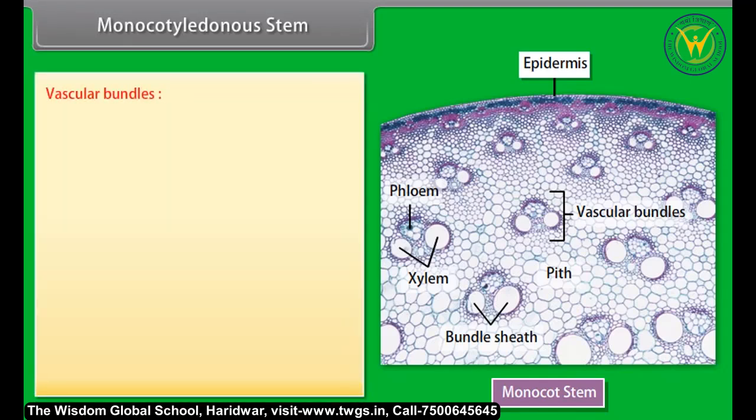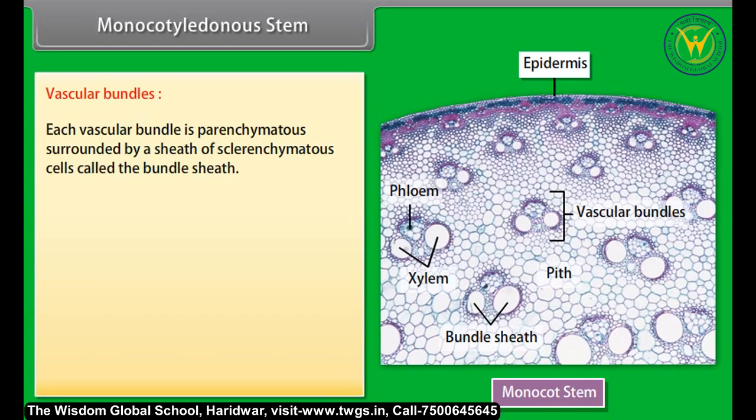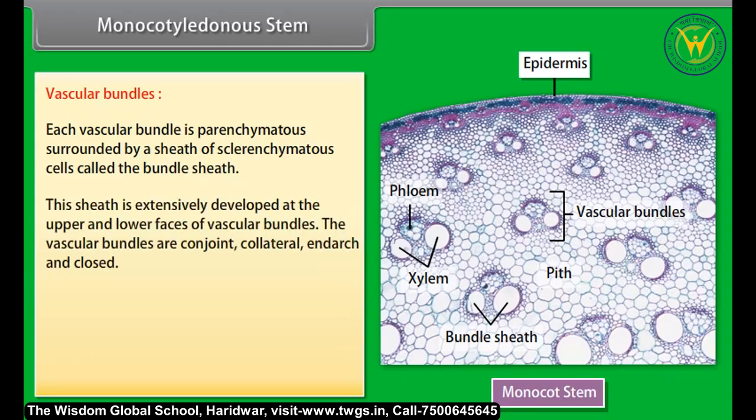Vascular bundles. Each vascular bundle is surrounded by a sheath of sclerenchymatous cells called the bundle sheath. This sheath is extensively developed at the upper and lower faces of the vascular bundles. The vascular bundles are conjoint, collateral, and closed.